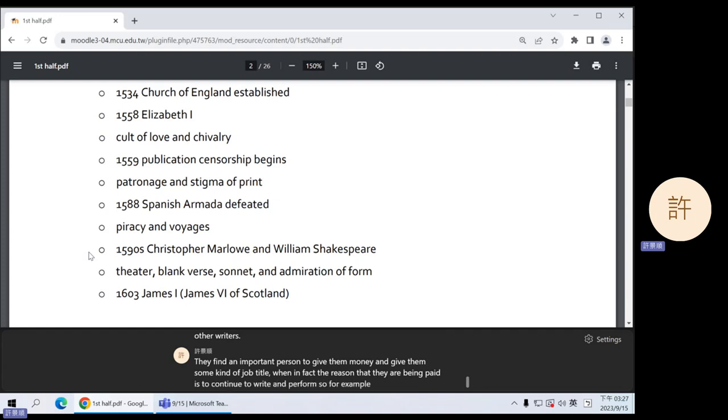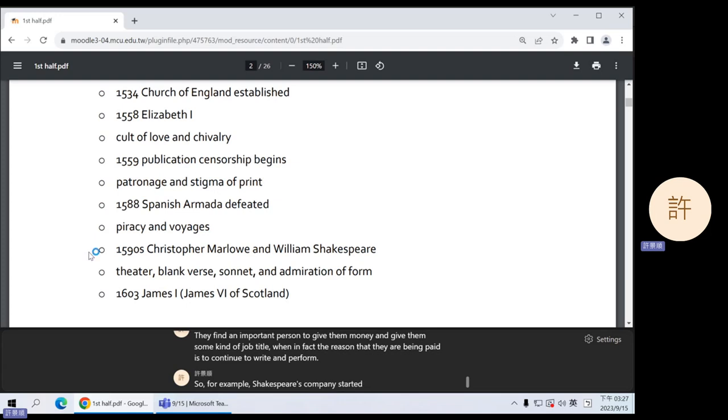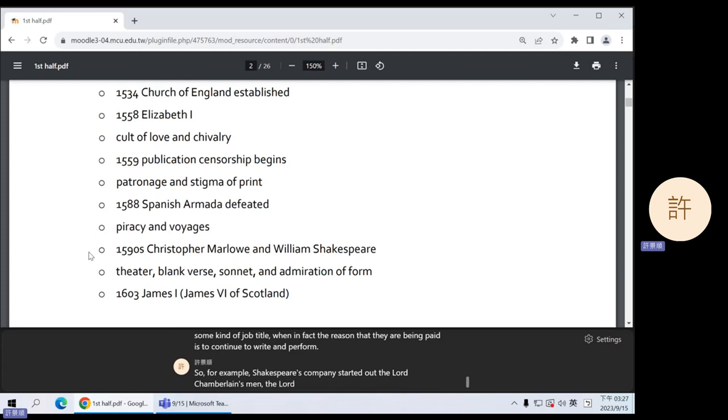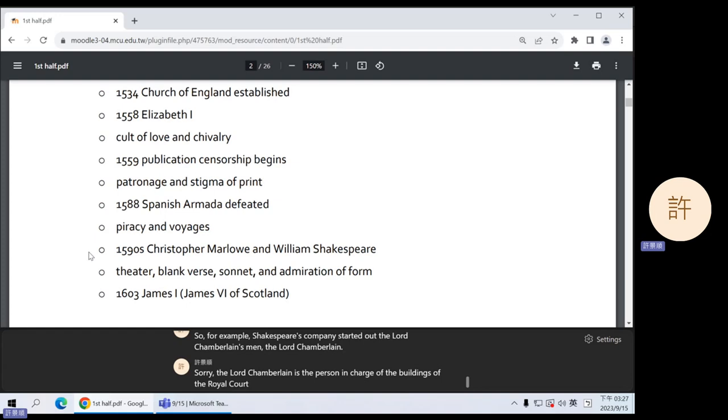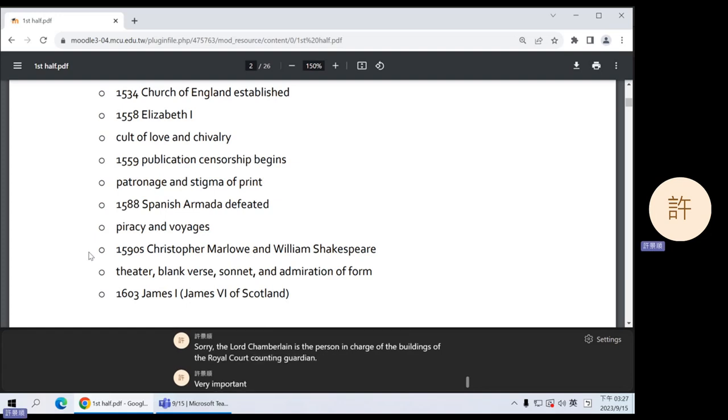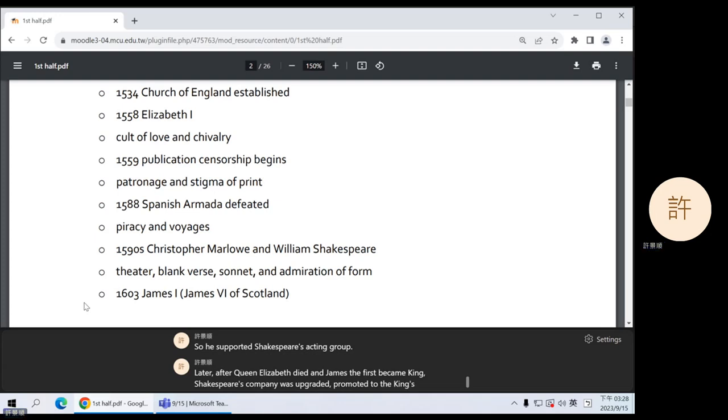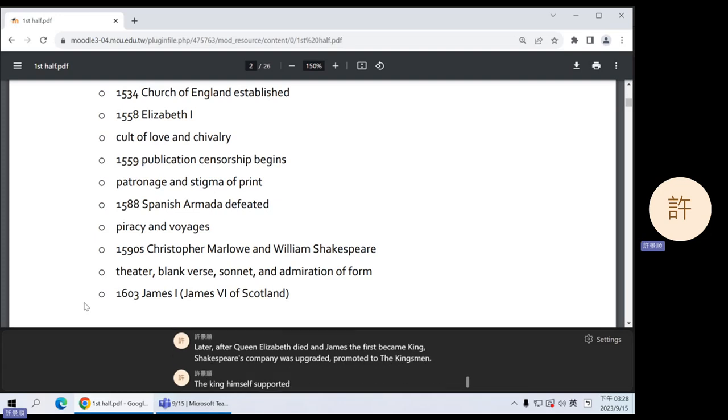So for example, Shakespeare's company started out as the Lord Chamberlain's Men. The Lord Chamberlain is the person in charge of the buildings of the royal court, 宫廷管理员, very important person. So he supported Shakespeare's acting group. Later, after Queen Elizabeth died and James I became king, Shakespeare's company was upgraded, promoted to the King's Men. The king himself supported Shakespeare's company because, you know, they were the best. So this is the theater.